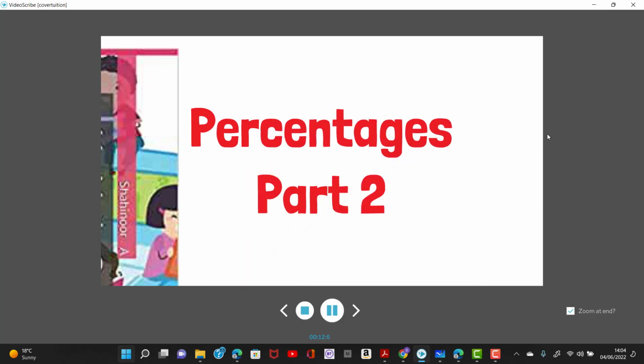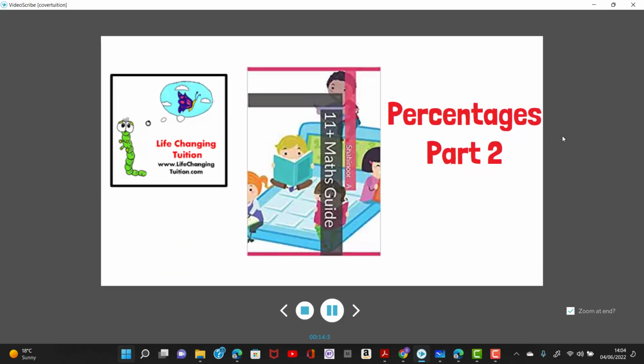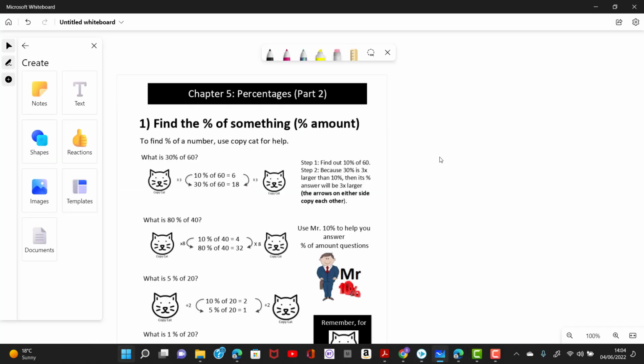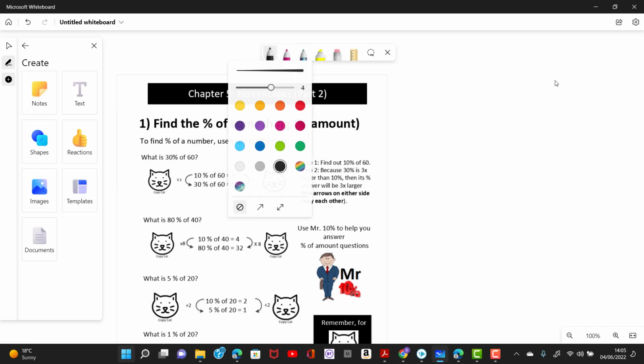So today we are going to do simple percentage calculations. So let's jump straight to the whiteboard. Okay, now in the book, the method they use is how to do percentages in your head. But I'm going to change it simply to make it much easier.